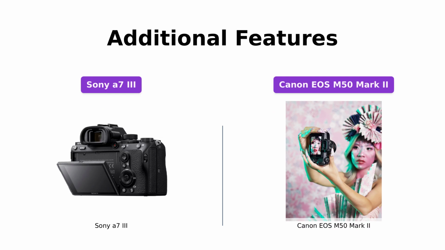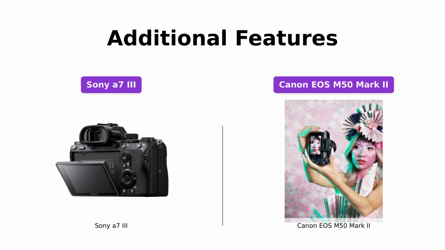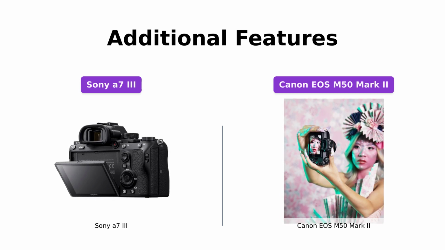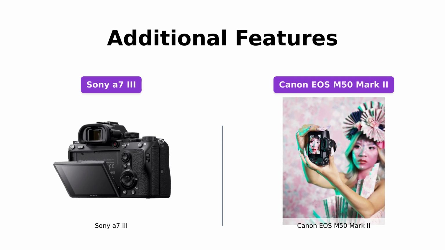Now let's talk about some additional features that enhance your shooting experience. The Sony a7E offers impressive battery life, with approximately 610 shots with the viewfinder, or 710 shots with the LCD monitor, in still image mode. It also supports Bluetooth connectivity for easy smartphone pairing.